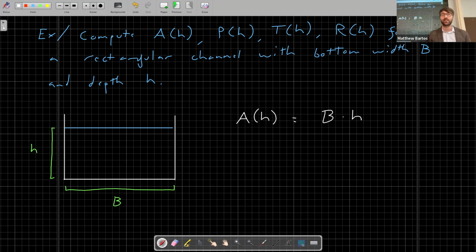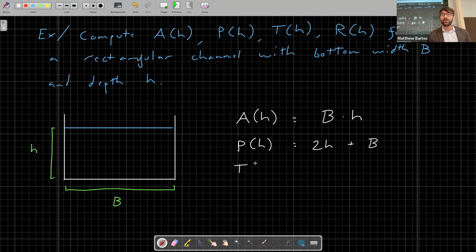All right, what about the wetted perimeter P as a function of H? 2H plus B. Is it 2H plus B or 2H plus 2B? Just one, yes. So it's 2H plus B. So remember, when we're talking about the wetted perimeter, we do not count the top of the water. We only count the perimeter that is in contact with the surface of the channel.